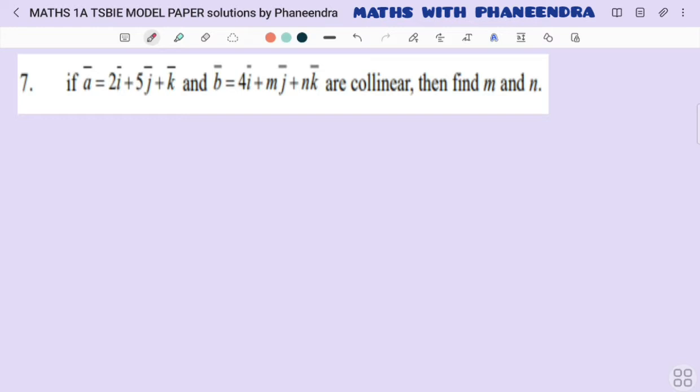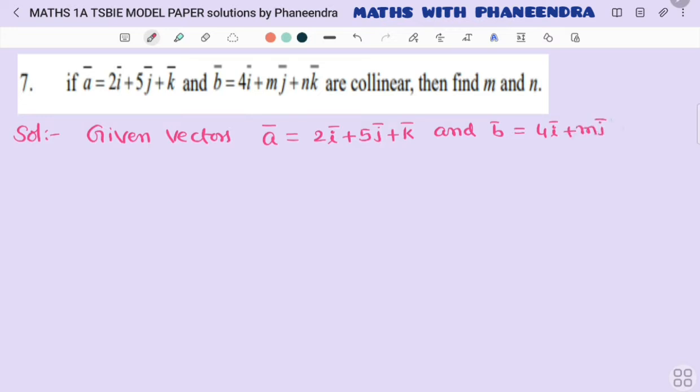We'll move on to question number 7. If A bar equal to 2i plus 5j plus k and B bar equal to 4i plus mj plus nk are collinear, then find m and n. The first step is to write the given vectors. A bar is equal to 2i plus 5j plus k and B bar is equal to 4i plus mj plus nk.